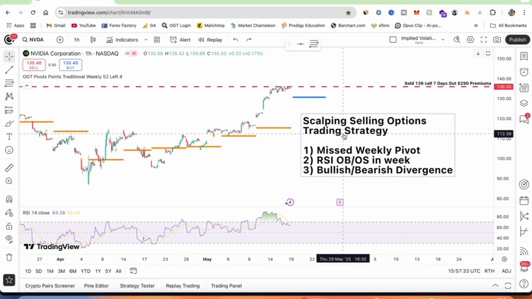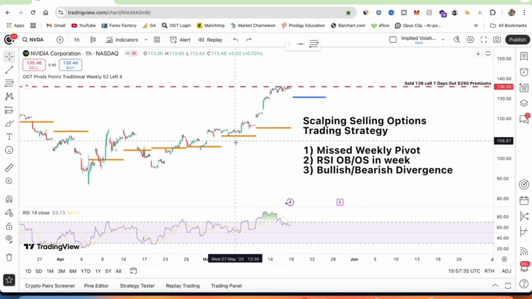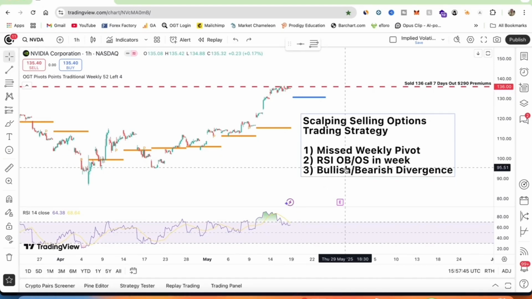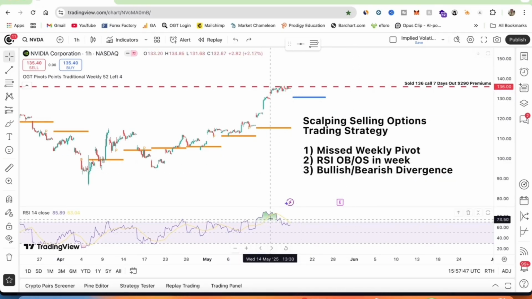So we've got those three things here. We've got a missed pivot point. So the chances of a second week missed pivot point is really, really low. I'm not saying it can't happen, but again, it's extremely low. We've got the RSI overbought within the week, and we also have bearish divergence. So we've got a sweet setup here. And again, you could, like I said, you could buy a put here.